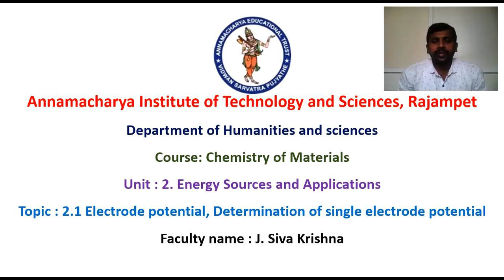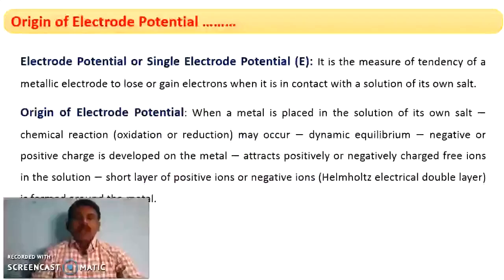Welcome to this session. In this session, I am going to talk about electrode potential and determination of electrode potential. Electrode potential, also called single electrode potential, is denoted with the capital E.